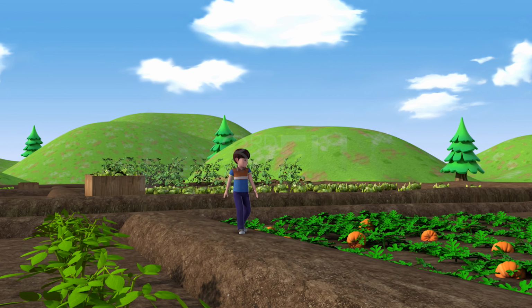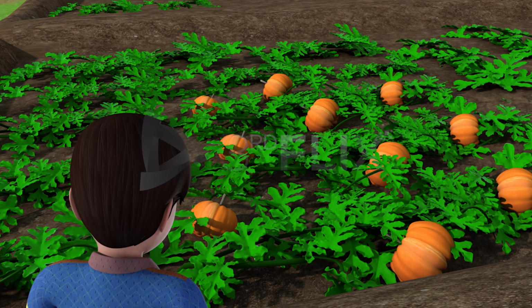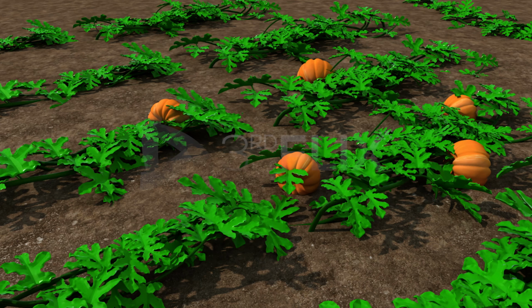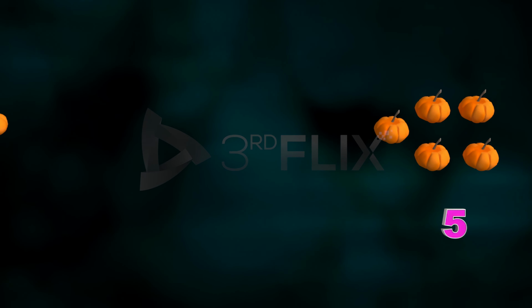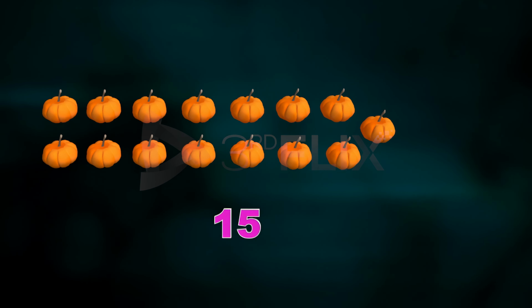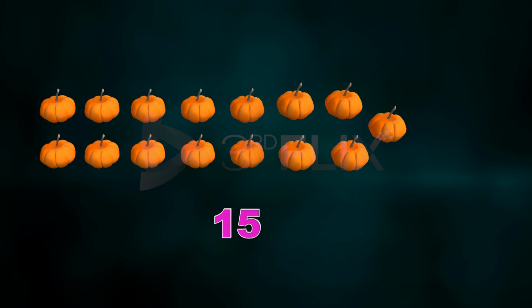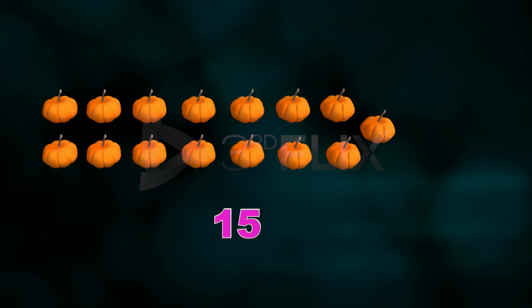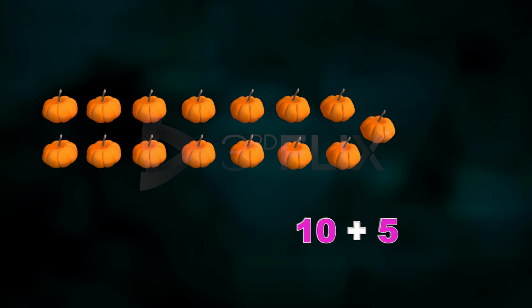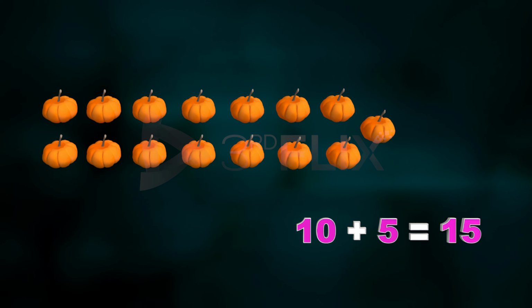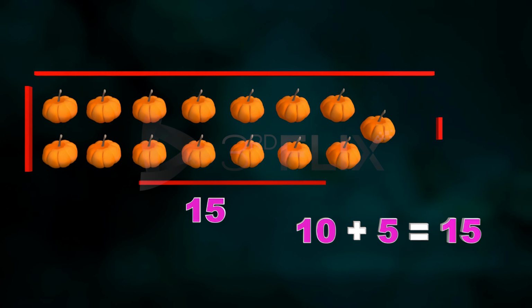Noah was walking around in the farm. There he saw 10 pumpkins in the farm. Then he saw 5 more. 5 more than 10 is 15. Therefore, 5 added to 10 is 15. 10 plus 5 is equal to 15. He saw 15 pumpkins in all.